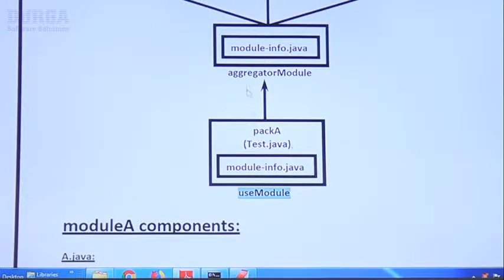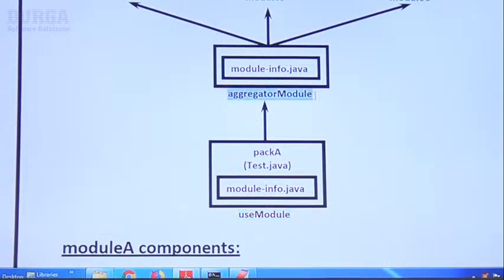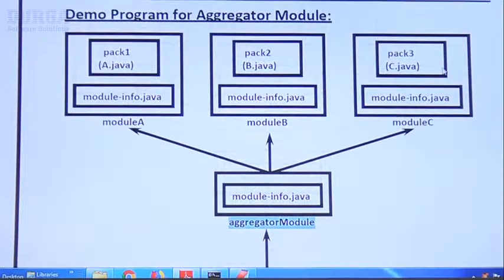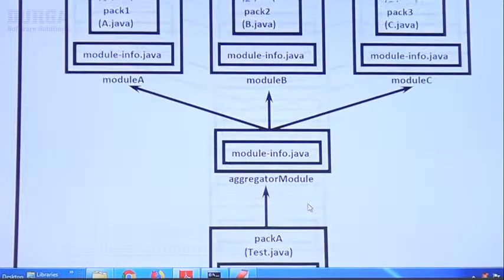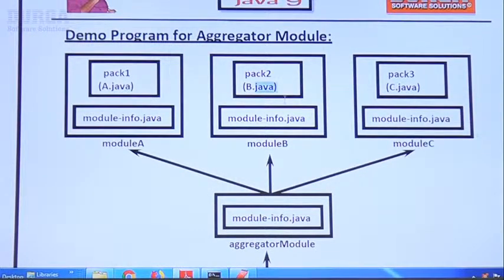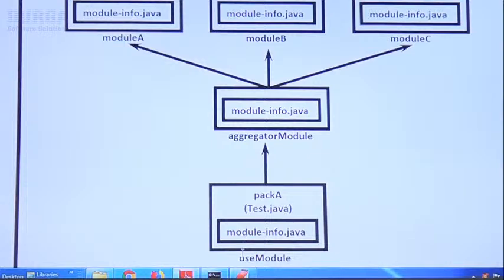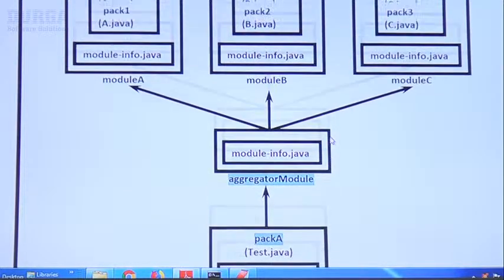Now, sir, the use module requires, so this is the last module. Use module requires aggregator module. If use module requires aggregator module, automatically all these 3 modules' functionality is by default available to the use module. Remember that, sir, all these 3 modules' functionality is automatically available to the use module through this aggregator module. Clear for all of you, sir? It's the best example to understand. Sir, please keep this diagram in your mind.